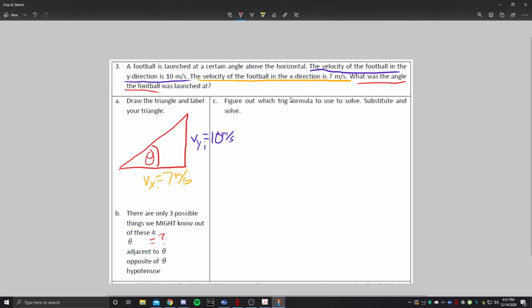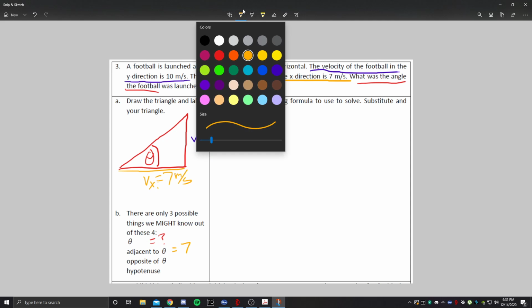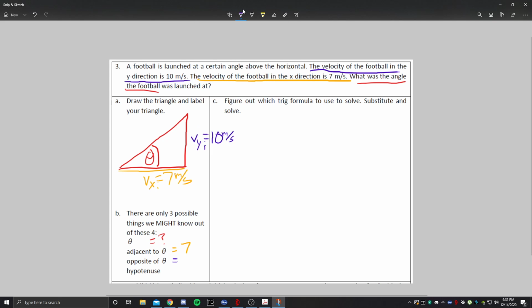So I made this a bit larger. We want to find out what our angle is. Well, we know what's adjacent to our angle. Adjacent to our angle is 7, right? This side is adjacent to our angle. It's right next to it. We know the opposite as well. Our opposite is 10 meters per second, so I'm just going to write 10.